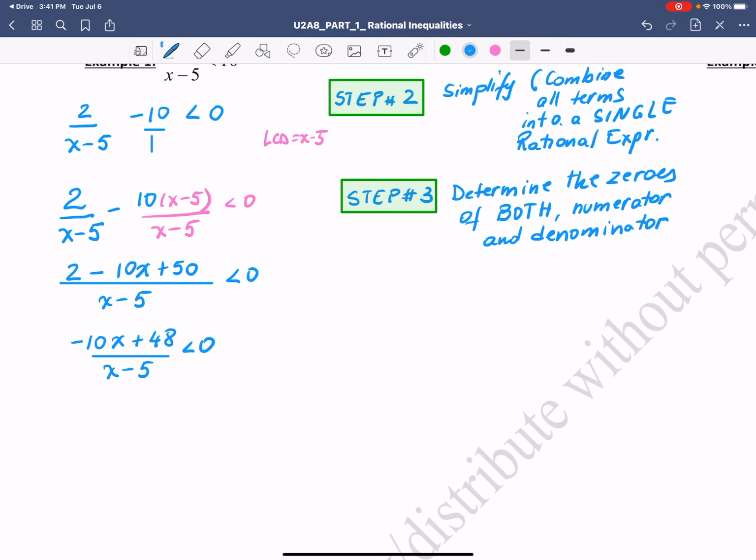All right, so the next step will look like this then. We're going to take negative 10x plus 48 equals 0, which will happen at x equals 4.8. And in this case, I would leave the x value in decimal form, because I didn't have to round it. But normally, we would leave it in fraction form. And then we'll look into the zero of the denominator, which is x minus 5 equals 0 at x equals 5. So here we go, we got both zeros.